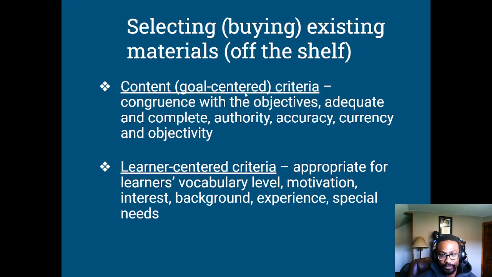So there's content, goal-centered criteria, congruent. Make sure we have alignment with the objectives. It has to be adequate and complete. The authority, the accuracy, the currency, meaning it's up to date, it's modern, and the objectivity, meaning you're hitting the objectives. Objectivity is also a term for neutral, so that it's scalable. Because if it's too isolated and too customized, then it's not usable by the people. That's what we're talking about.